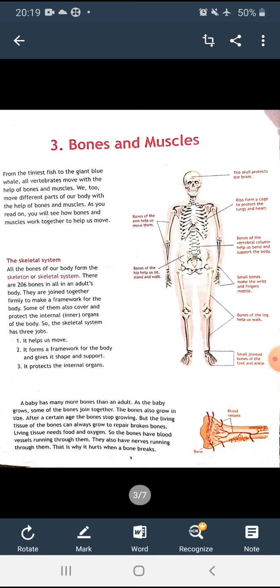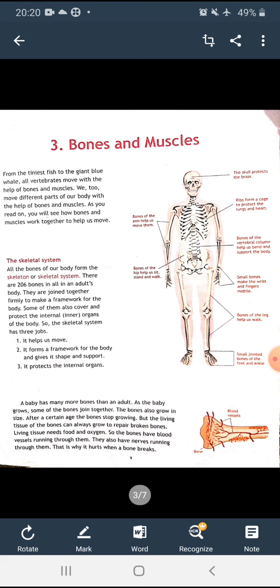So here the skeletal system diagram is there. Skeletal system is what? All the bones of our body form the skeletal system. And there are 206 bones in an adult body. And these bones are joined together so that a framework for the body can be made. So they are joined together firmly to make a framework for the body.